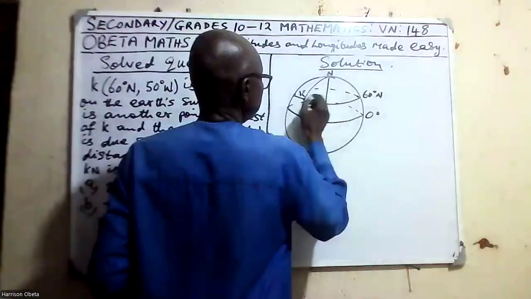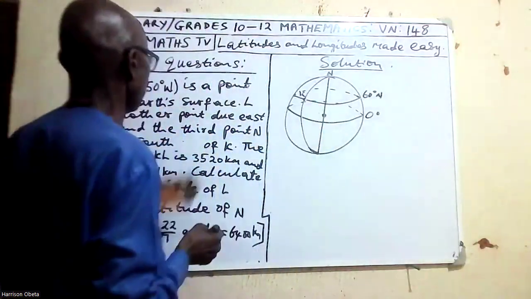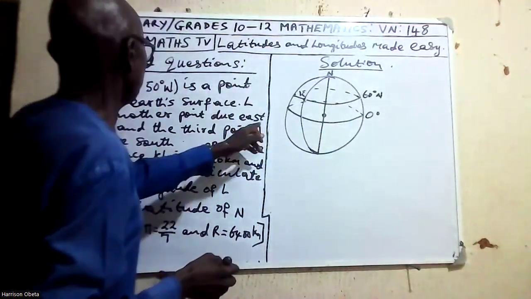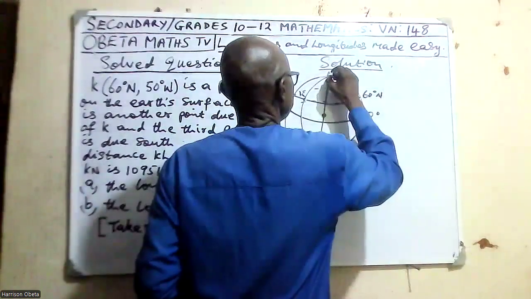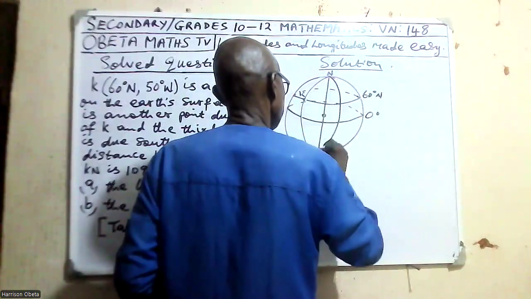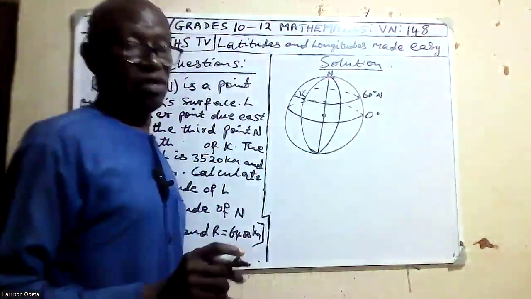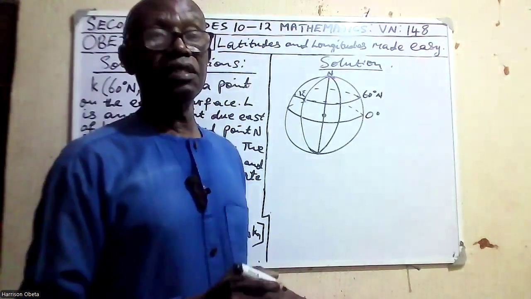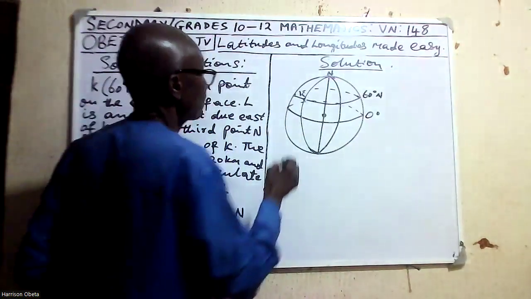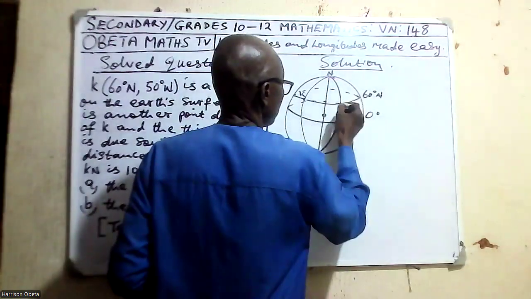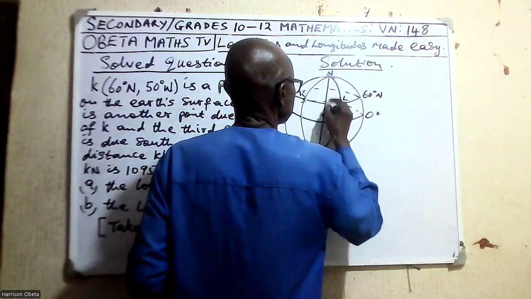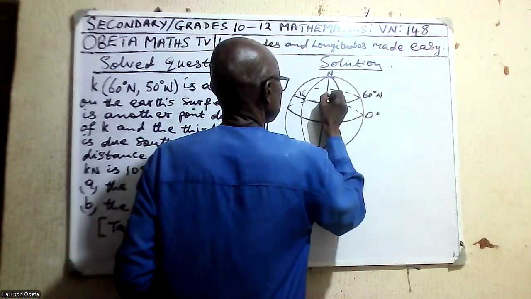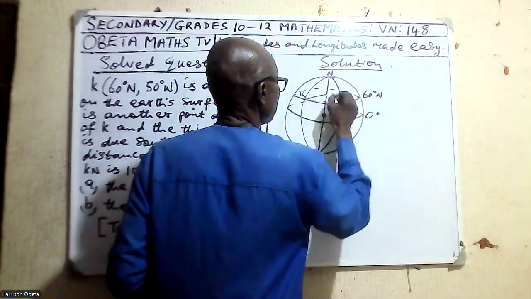Then the other point L is due east of K. That means to the right. We may put it here, but we will know the particular position after calculating the angular difference. So we assume that this is our L. Then the distance is along latitude.